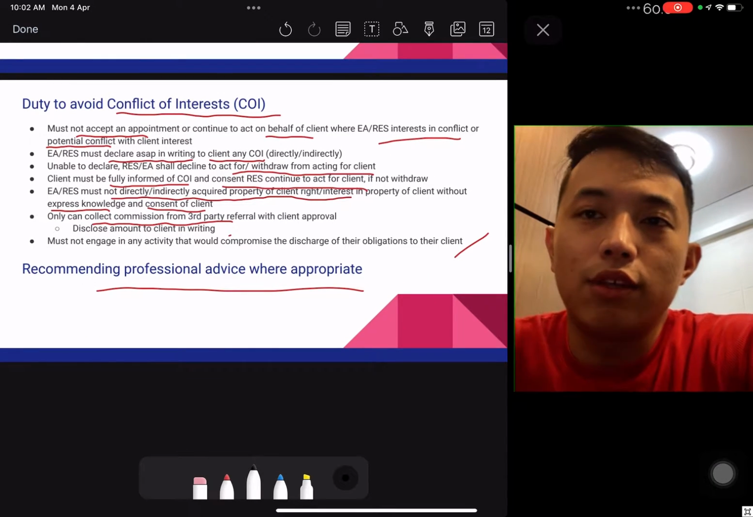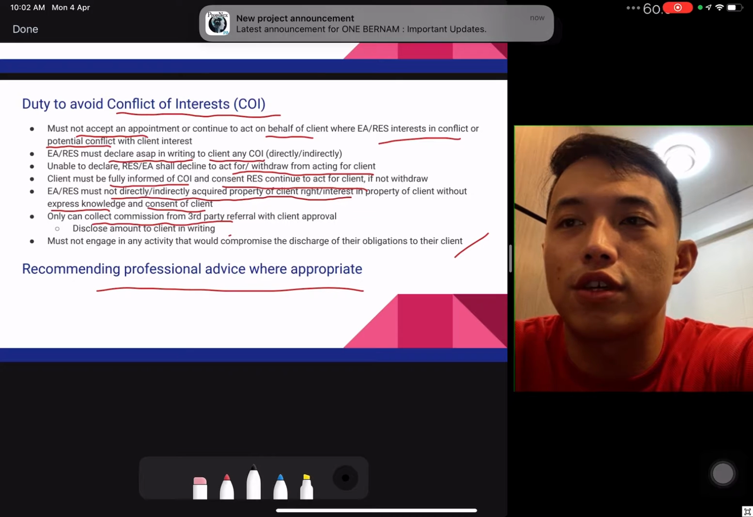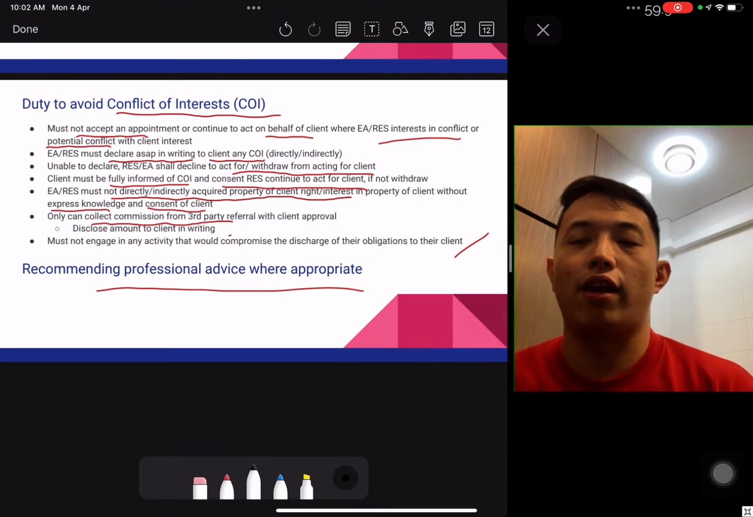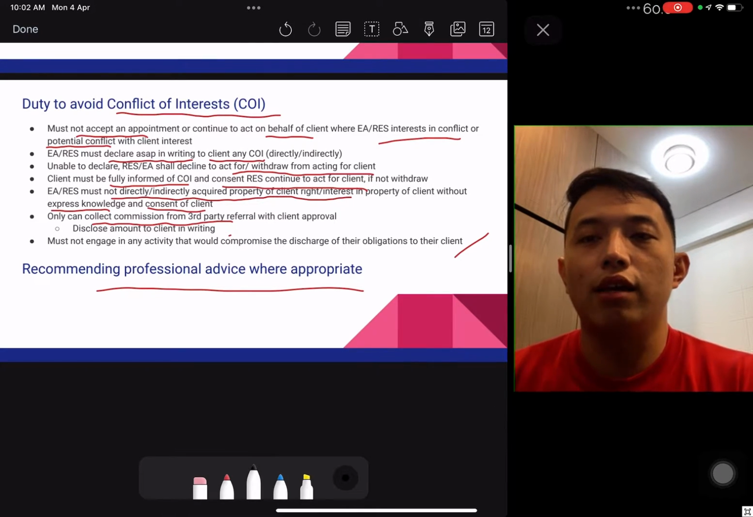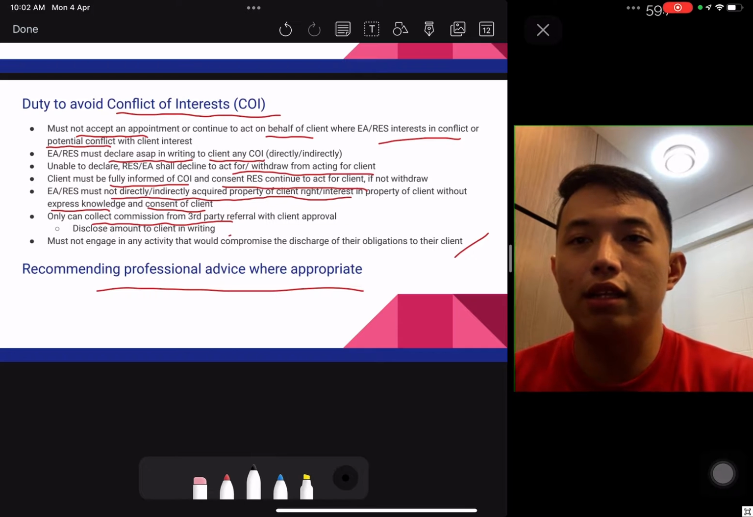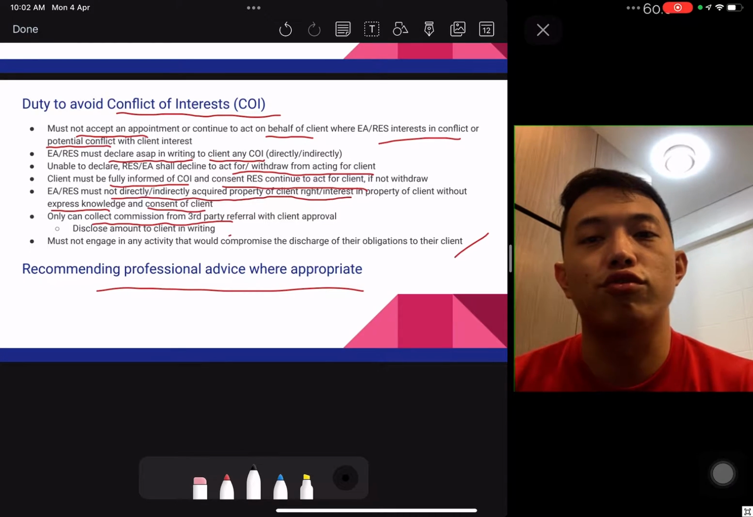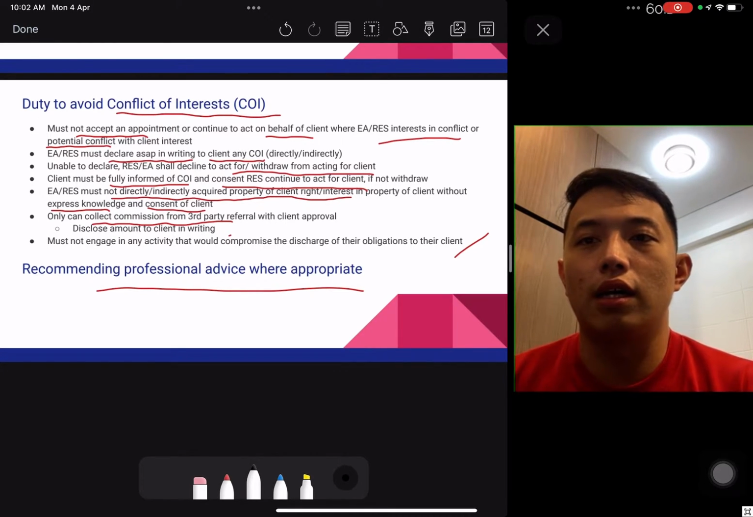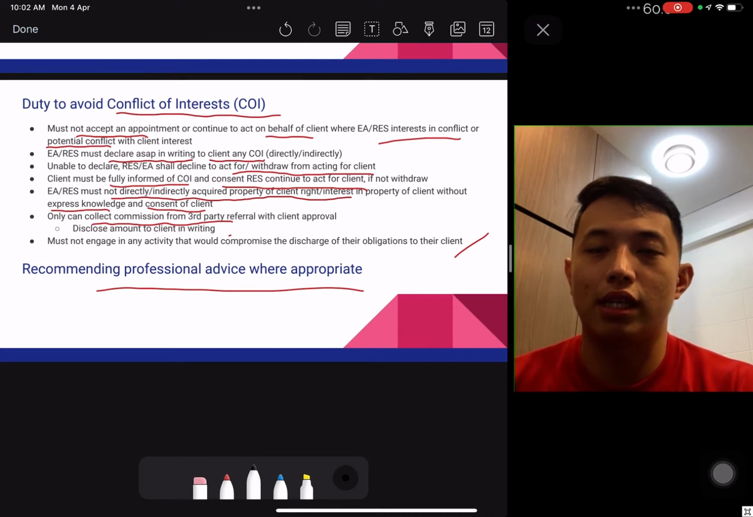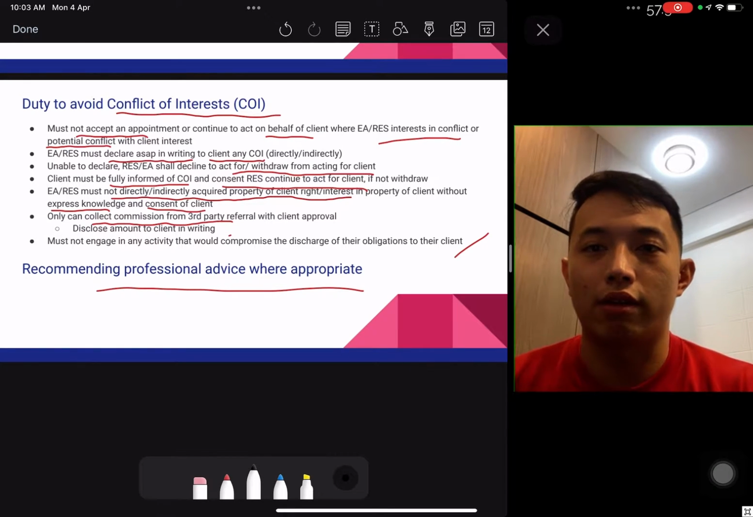Duty of care to avoid conflict of interest. Do not make an appointment or ask for clients if you have a conflict of interest or potential conflict of interest. As a RES or EA, you must declare in writing to the client any conflict of interest. If you are not able to declare, you have to withdraw immediately. If the client is informed of the COI and consents that you can continue for them, yes, you can continue. If they do not consent, you are required to withdraw. So the RES must not directly or indirectly purchase the client's property unless there is an express interest and the client consents to it. So you are not acting for the client anymore. You will be a direct buyer to a direct seller.